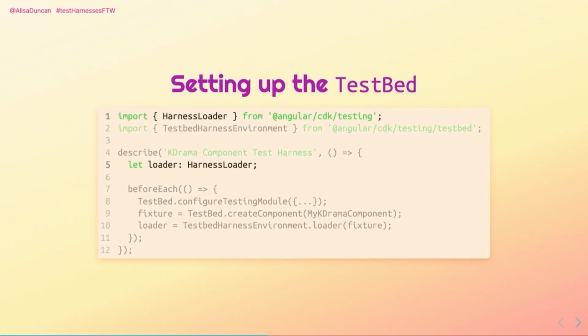So we're going to define that harness loader, which is what we use to get a hold of the test harness elements. And then after we create the component fixture, this is part of what's scaffolded out by Angular CLI. After you create that component fixture, then we'll pass that component fixture into the method TestbedHarnessEnvironment.loader. And that's how we get the harness loader that we can work with to get the test harnesses.